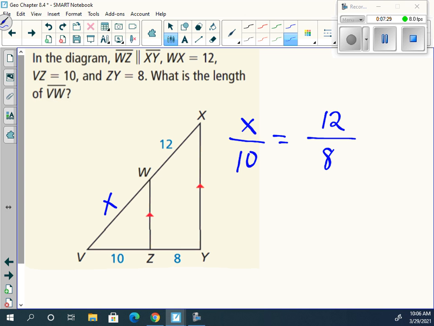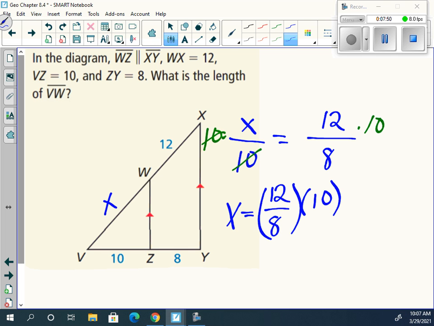X over 10 and 12 over 8. Then we can multiply both sides by 10 because we want to get the value of x by itself. These here will simplify, leaving us with x is equal to 12 over 8 times 10.